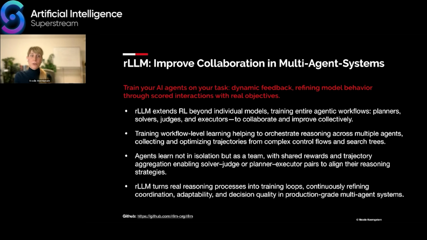And of course, this turns the real reasoning process into training loops, and it gives you continuous refinement for coordination, adaptability, and decision quality in production-grade multi-agent systems. Because what you can do is record all those trajectories during deployment and then use this to make your agents better over time. So use the data you gather while having them deployed and improve your system.